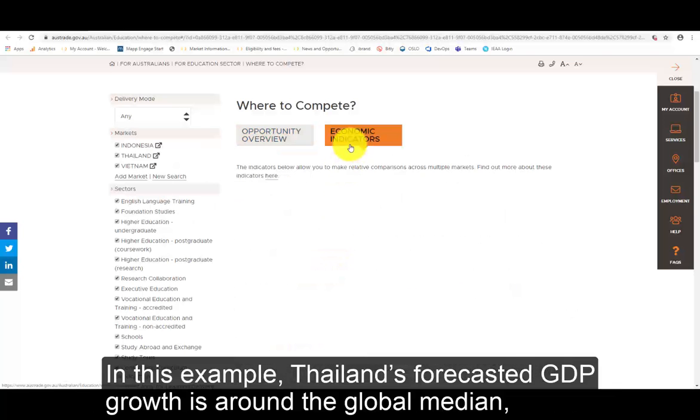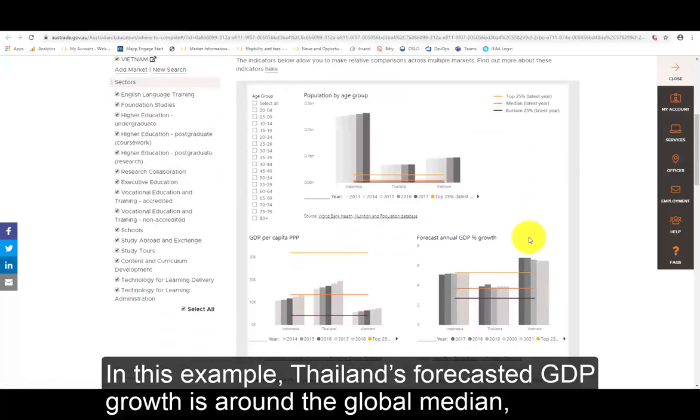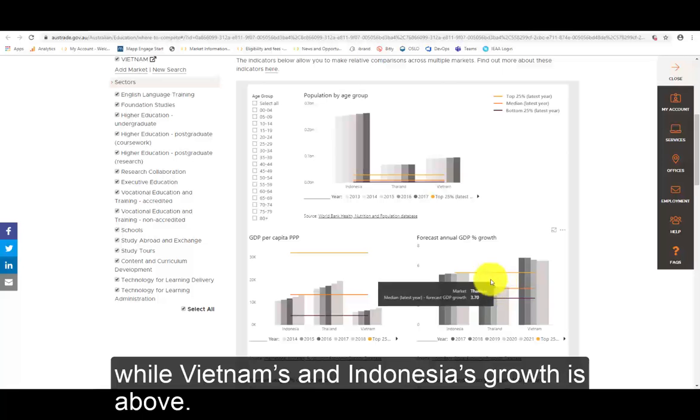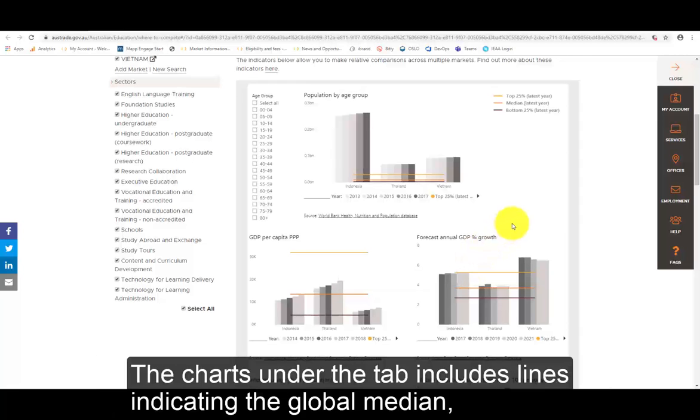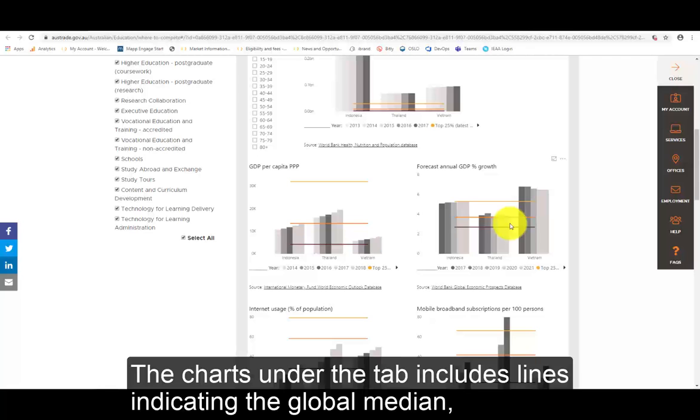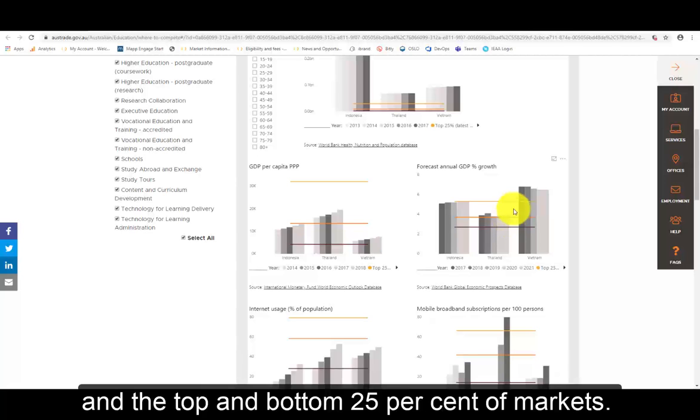In this example, Thailand's forecasted GDP growth is around the global median, while Vietnam and Indonesian growth is above. The median is calculated by the most recent year of data available. The charts under the tab include lines indicating the global median and the top and bottom 25% of markets.